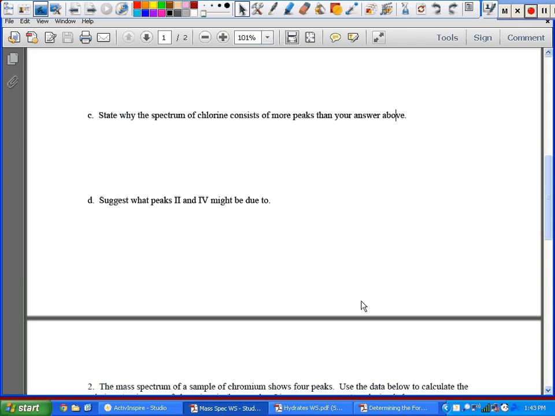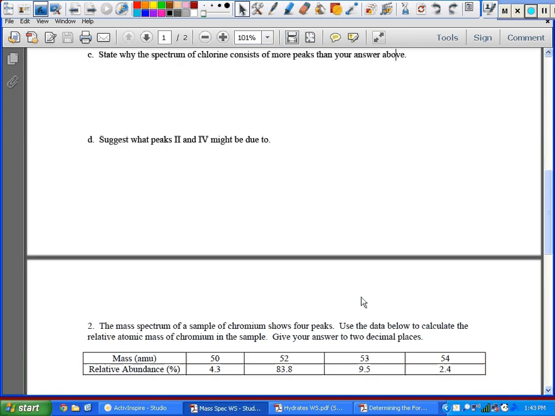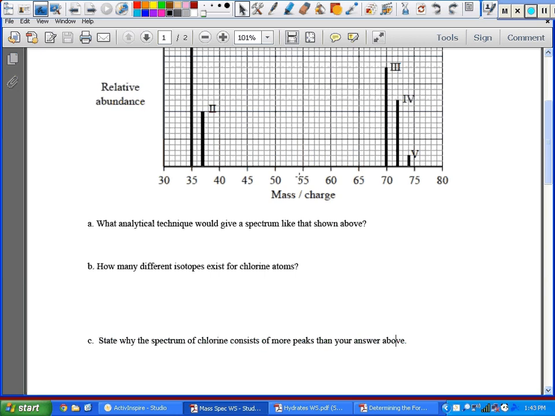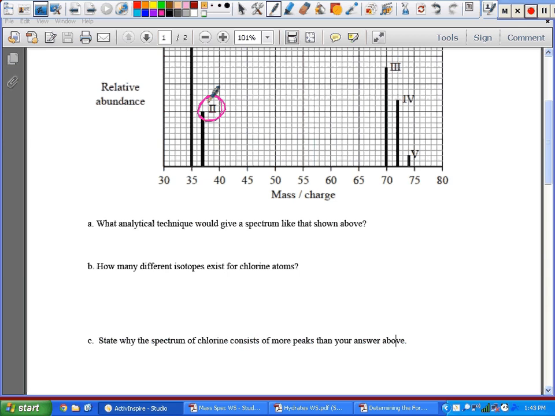All right, D, what might peaks 2 and 4 be due to? No, it's 2 and 4. Peaks 2 and peaks 4. All right, peak 2, this is what I want you to write for part D. Peak 2 is the Cl37 isotope. Peak 2 is Cl37. And what is peak 4? Very good.